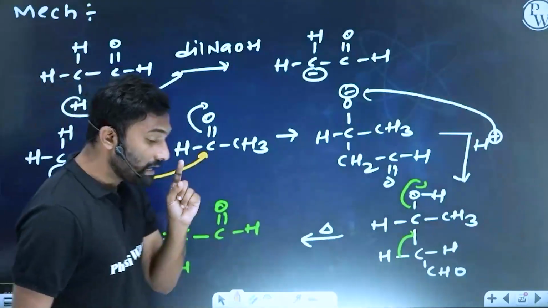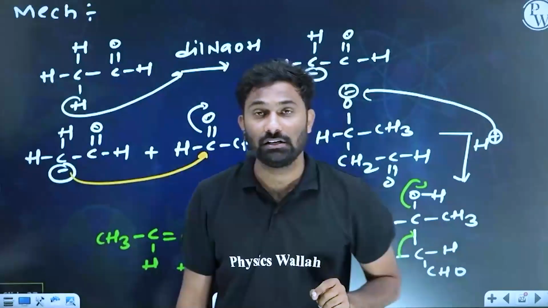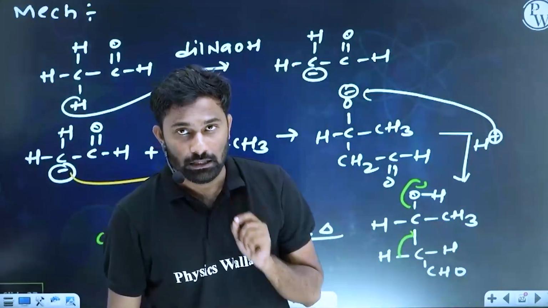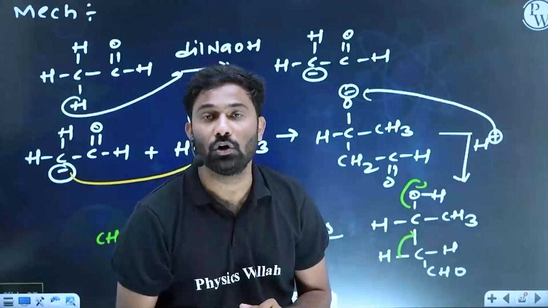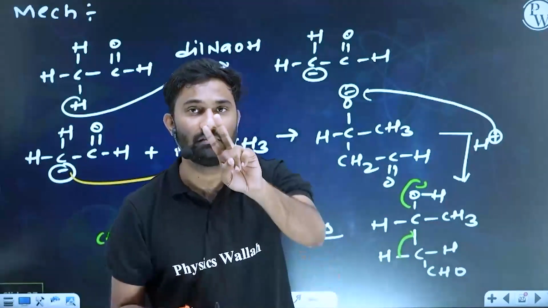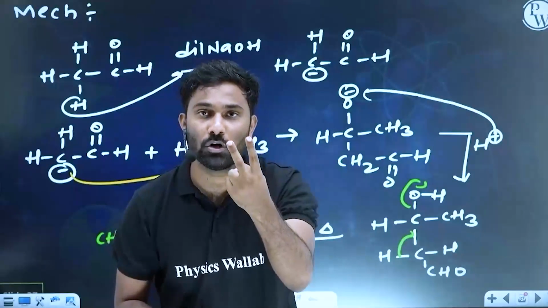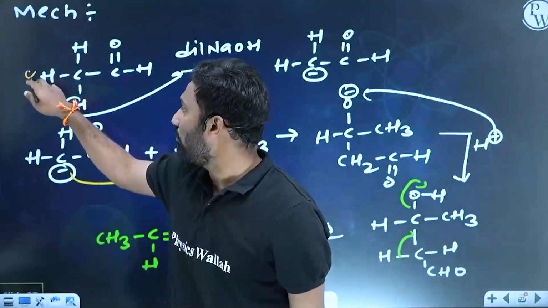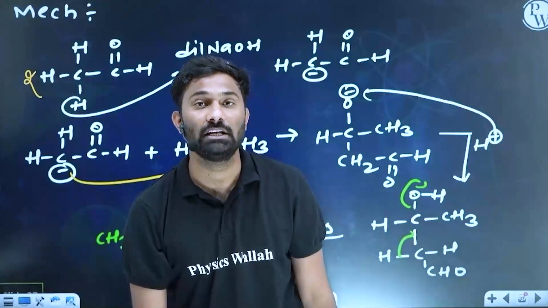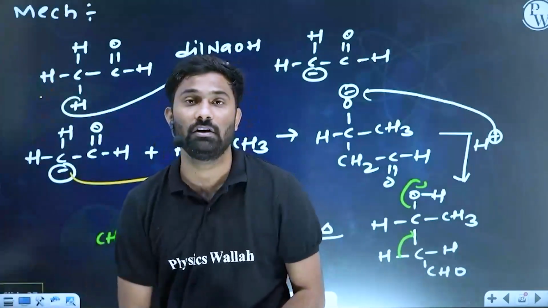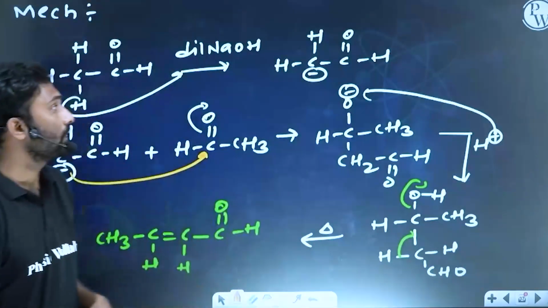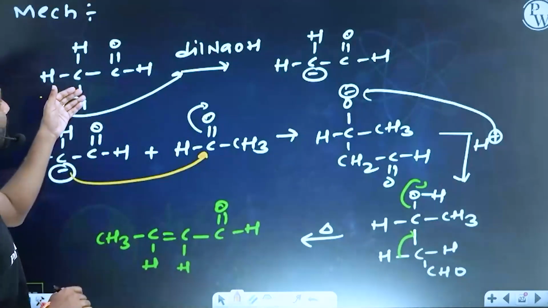If aldol condensation is given, when you identify that the reaction is an aldol condensation, you have to take 2 moles of the compound. You have to take 2 moles of the reactant. In the question they will not specify the 2 moles.